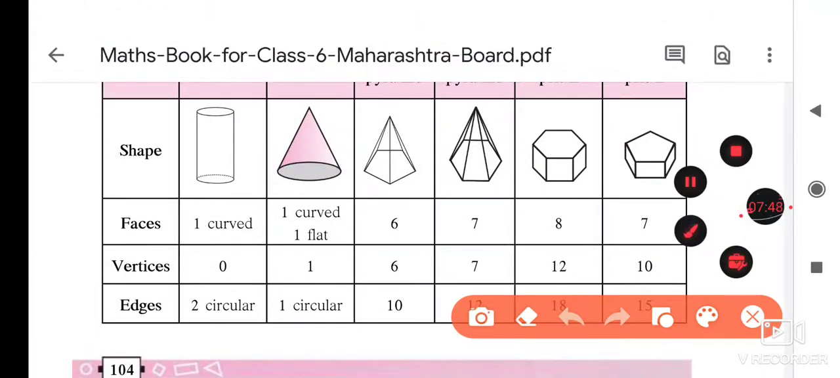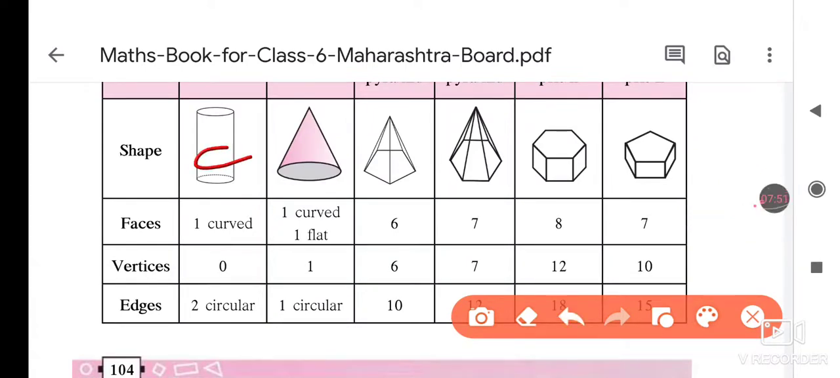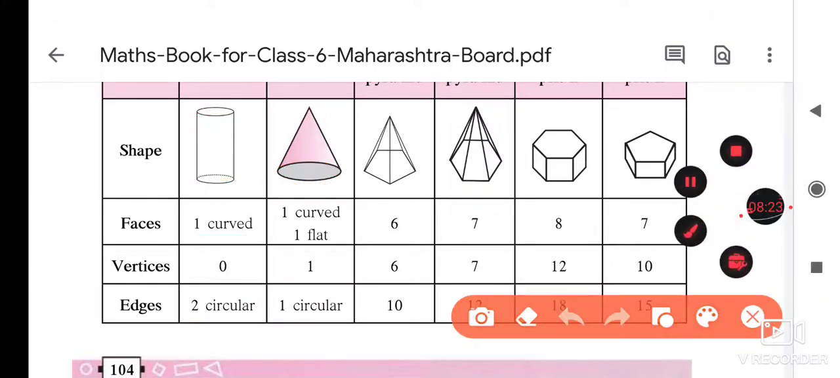So how many faces? This is the one curved face, and the upside and downside faces make 2. If it is closed, then 3 faces are there. It is open, and that's why here there is one curved face. Vertices 0. How many edges are there? 2 circular edges, 1 and 2. For the cone, this is a curved face, and one flat face is there. One vertex is there, and one circular edge is there, which is given here with the dark line.